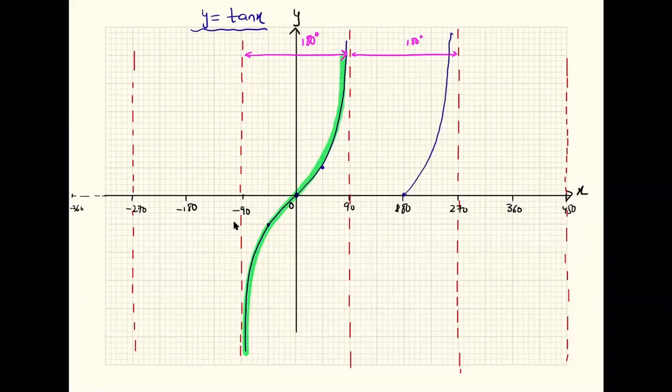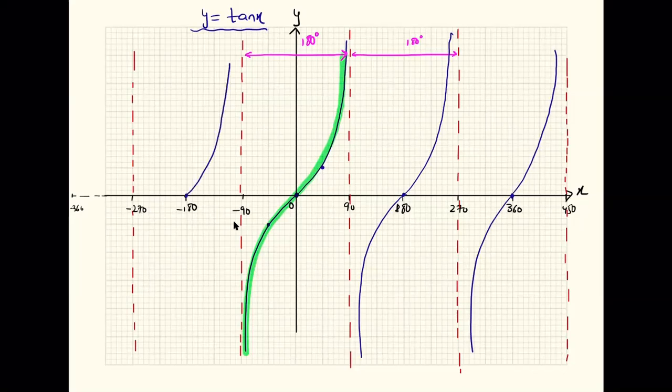One cycle, half the cycle up, half the cycle down, half the cycle up, half the cycle down. Over here as well, half the cycle up, half the cycle down. Over here, just half the cycle because I don't have much space. So this is how your basic tan x graph would look like.